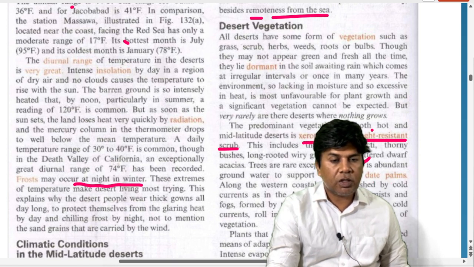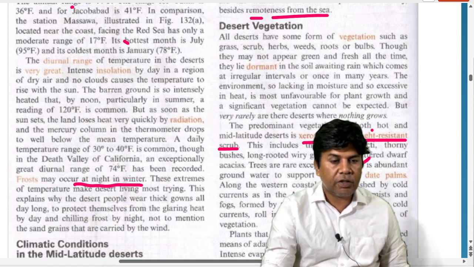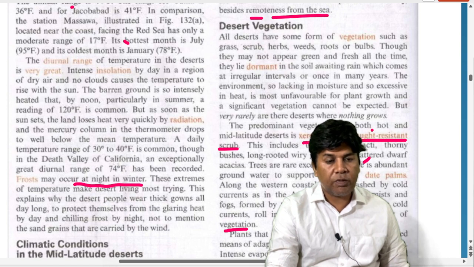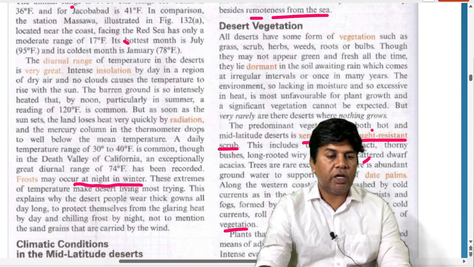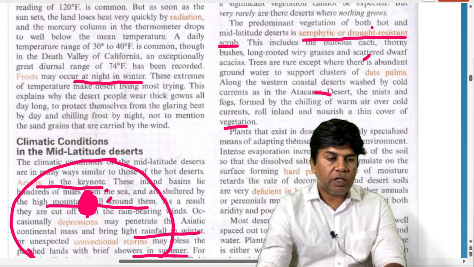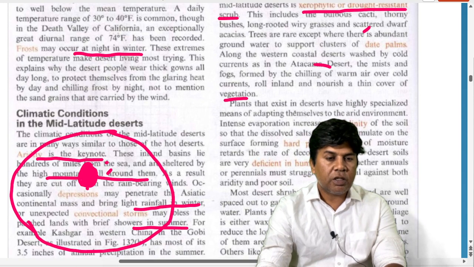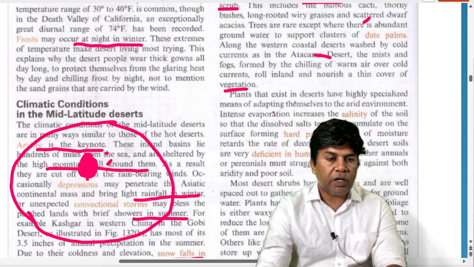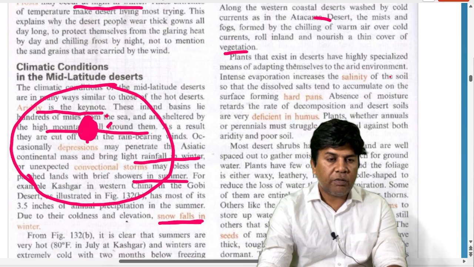Along the western coastal deserts washed by cold currents, as in the Atacama Desert, the mist and fog formed by the chilling of warm air over the cold current roll inland and nourish a thin cover of vegetation. We have just talked about how these mists and fogs can be formed over the cold current. Plants that exist in deserts have highly specialized means of adapting themselves to the arid environment.